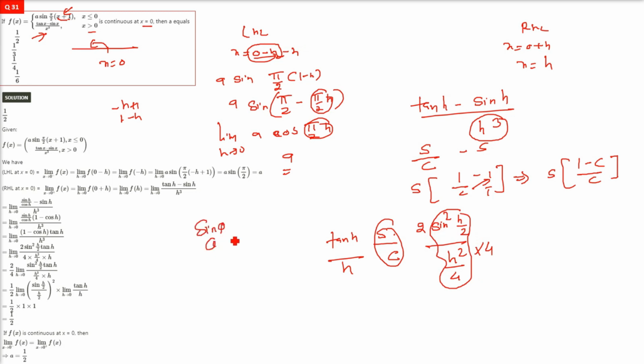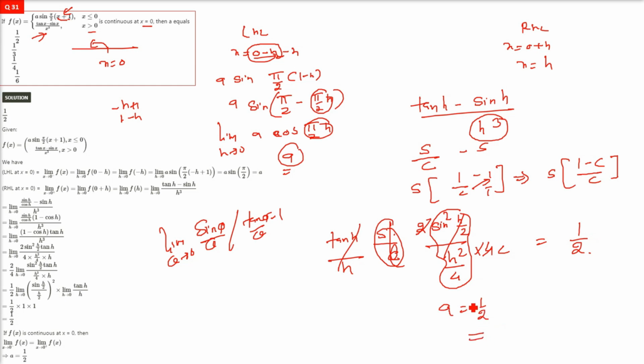Sine theta by theta, limit theta tends to 0 is 1 and tan theta by theta, limit theta tends to 0 is also 1. So both these you can just eliminate because they are just ones. So you have 2 and 4 remaining. 4 in the denominator, 2 in the numerator. So just cancel it out. It will be half. And you have to equate it with the left hand limit. So a is equal to half. This is your answer. So if f(x) is continuous at x equals 0, a should be equal to 1 by 2. A option is the answer. First option is the answer.